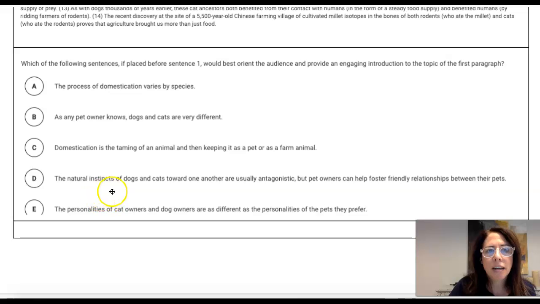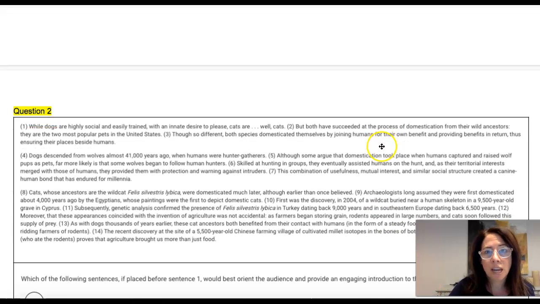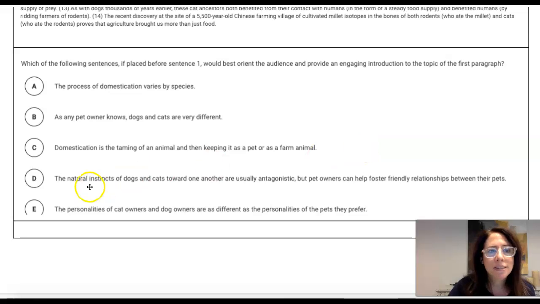And then D, the natural instincts of dogs and cats toward one another are usually antagonistic, but pet owners can help foster friendly relationships between their pets. If I go back to what I have straight in my head, I took the time to make sure I understood the claim or the topic, right? This does not match because we're not talking about that antagonistic relationship. We're also not putting the emphasis on what pet owners do. It's not about the relationships between them and their pets. So I'm going to cross that out.